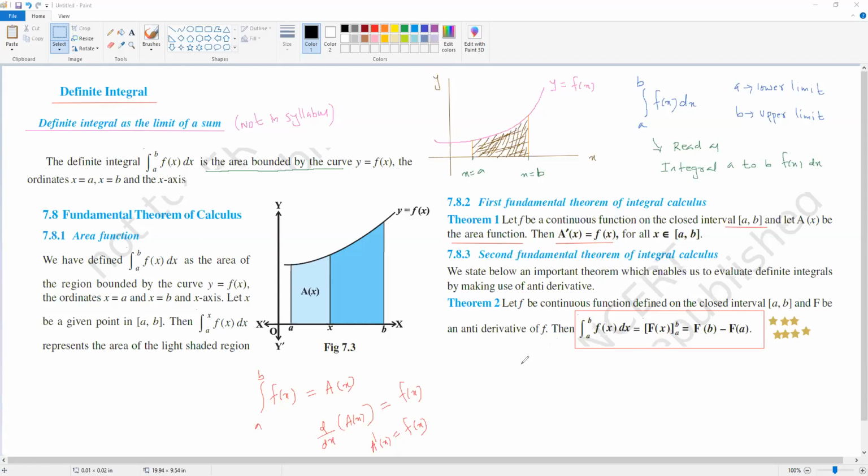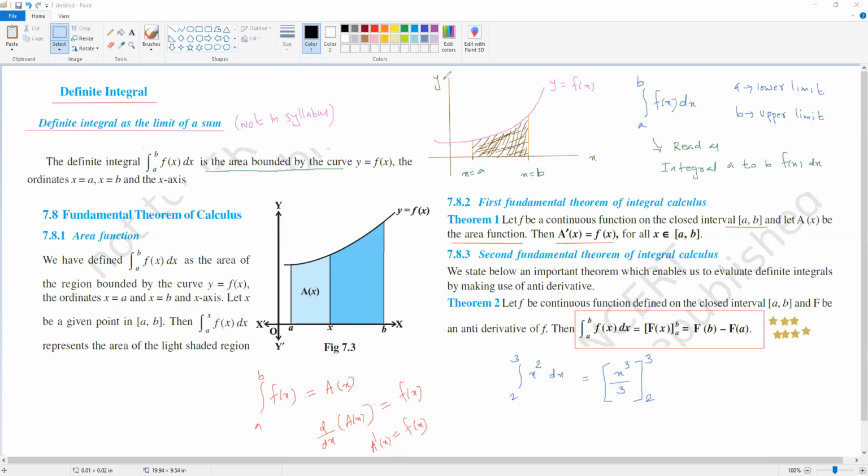Suppose you need integral of x square from 2 to 3 dx. Then you know the integral of x square is x cube by 3. So that is your capital F of x. Then give the limits 2 to 3.